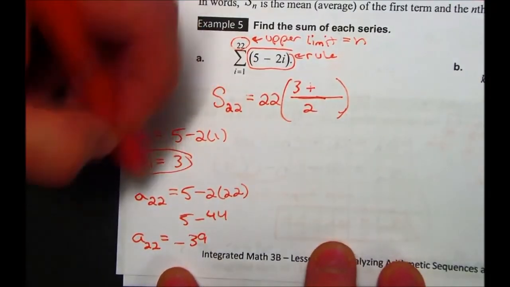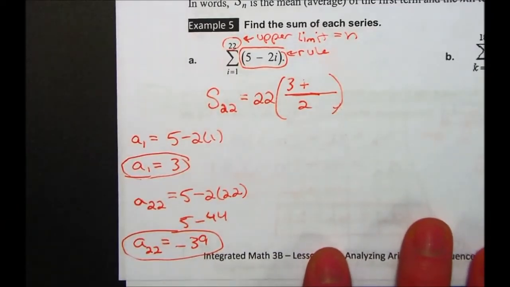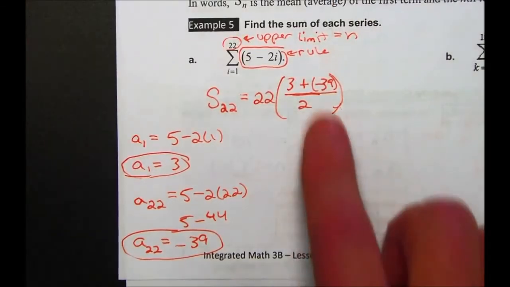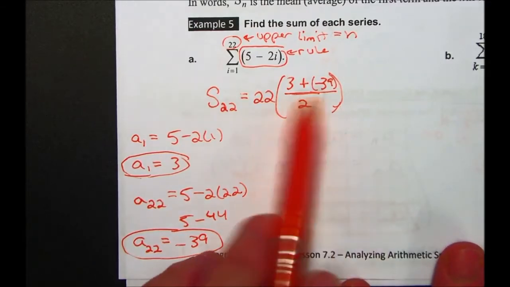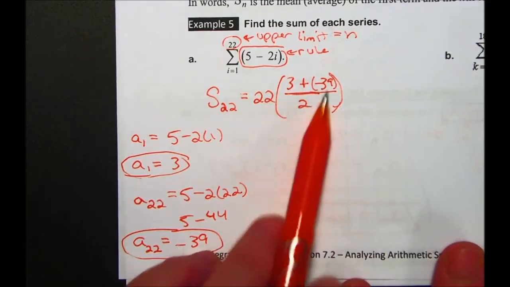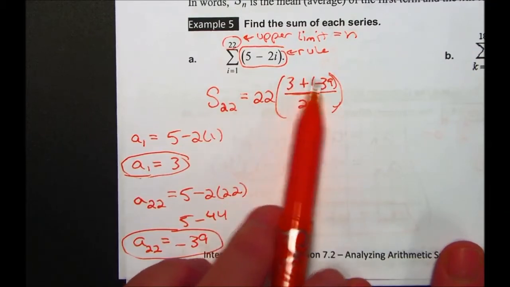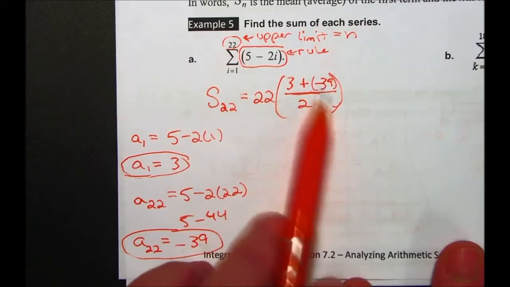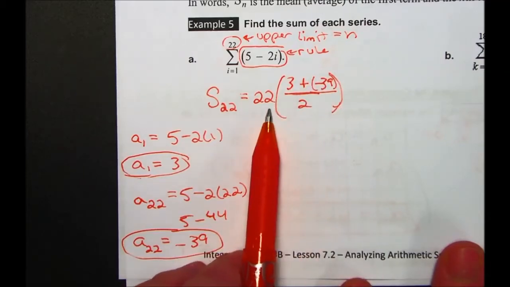So I take that number and that number, which is my first term and my last term, and add them together, and then divide by 2. So it's really just the average of the first and last term of the sequence multiplied by the number of terms. So once again, you add the first and last term together, divide by 2 to find the average of the first and last term, times the number of terms.